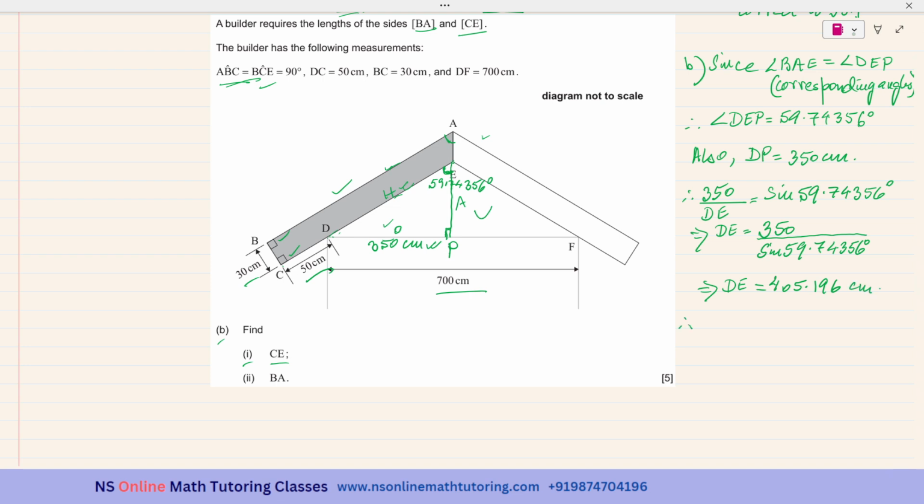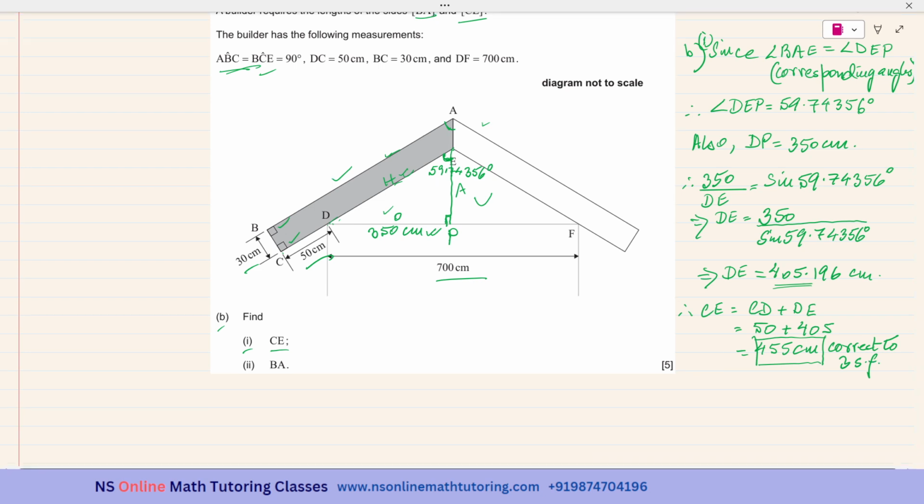centimeters. Therefore, CE, this one is actually we are answering the first subpart of subpart B. Therefore, CE is equal to CD plus DE, which should be equal to 50 plus, for this I am taking only the three significant figures, so 405, which is equal to 455 centimeters correct to three significant figures.